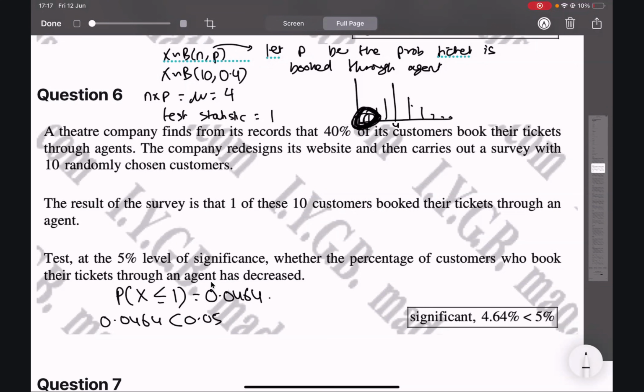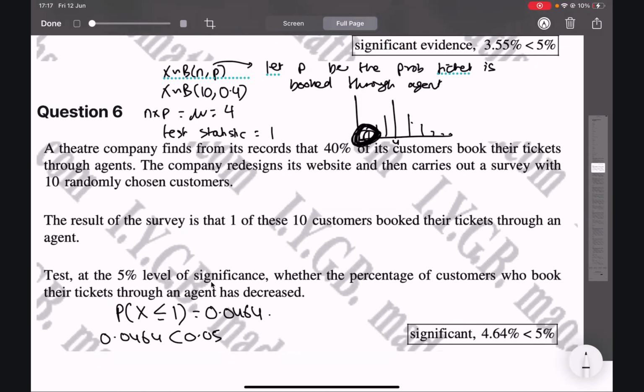Would you have written H0 and H1 before? Sorry, yeah, I should have done that before as well. I'll just write H0 is P equals 0.4 and H1 is P is less than 0.4, because it says decrease. Yeah. Cool. So then would you reject H0 or accept H0?